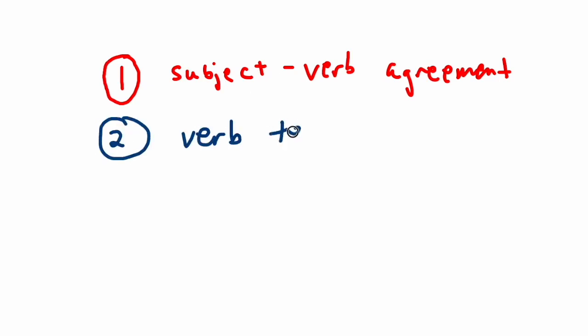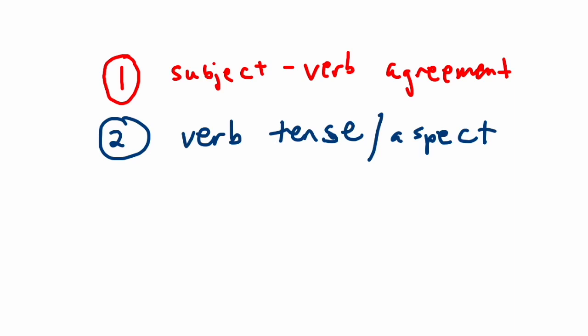Another kind of question will involve the verb tense and/or aspect. So when we talk about tense, we mean past, present, future. And then the aspect would be things like progressive, aka continuous, or perfect, like past perfect, present perfect, future perfect, and other stuff like that.